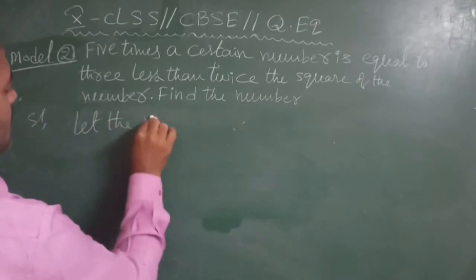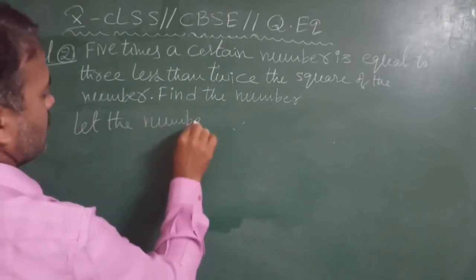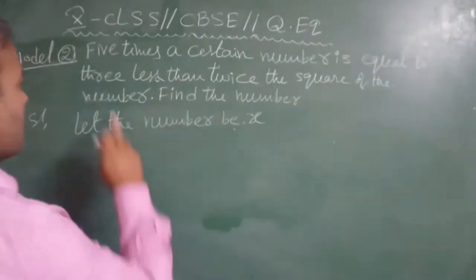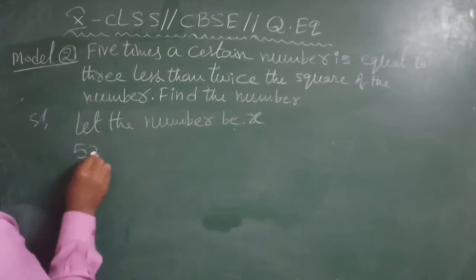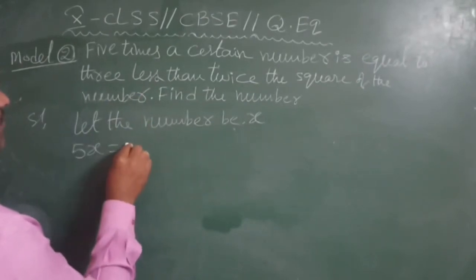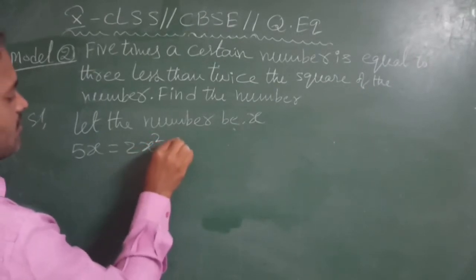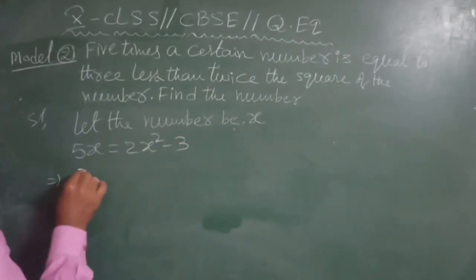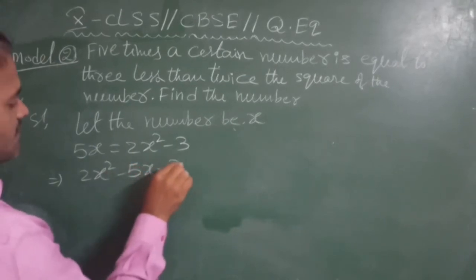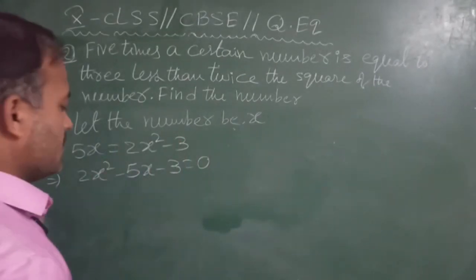Let the number be x. So according to the question, 5 times the given number, 5x, is equal to 3 less than twice the square of that number, which means 2x square minus 3. So that implies 2x square minus 5x minus 3 equals 0.